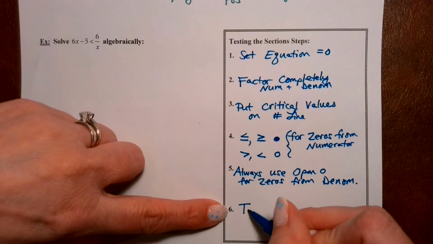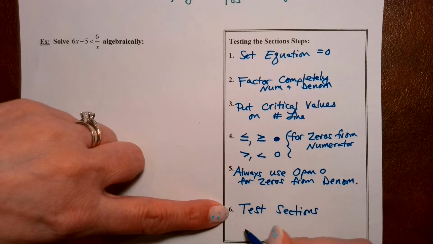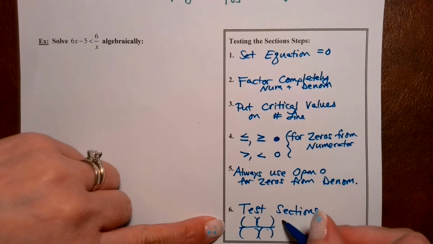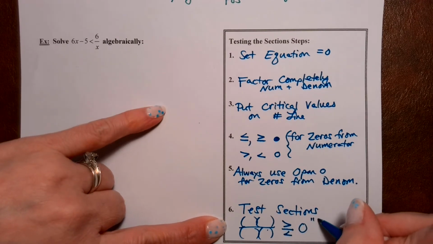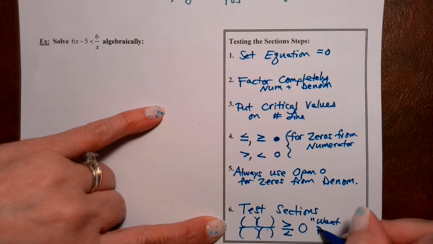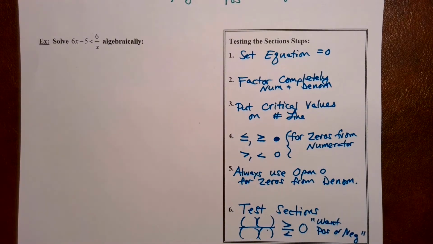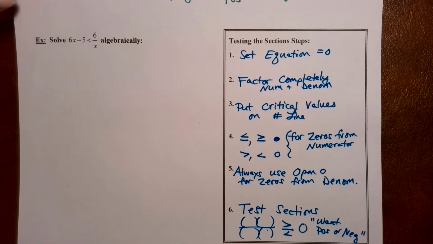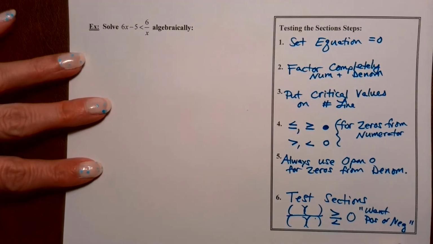Step number 6, you test the sections: parenthesis, parenthesis, parenthesis, parenthesis. Then you look at the problem to see if it says greater than or equal or less than or equal to 0. Then you ask yourself, do you want positive or negative? And that's how you test the sections. I'm going to keep these steps here while we do another example. They're going to come in handy. Keep them close by when we do our practice in class.